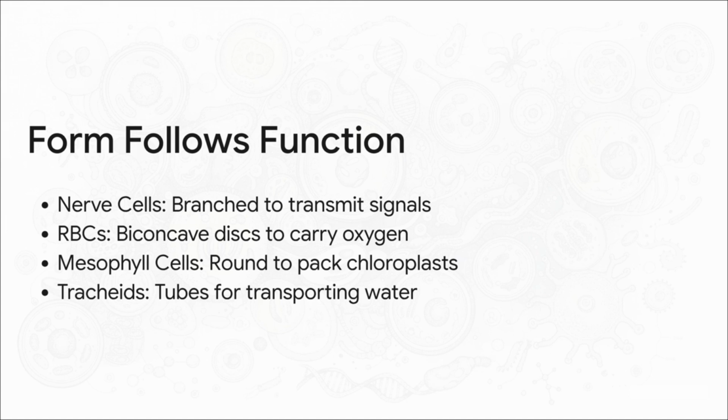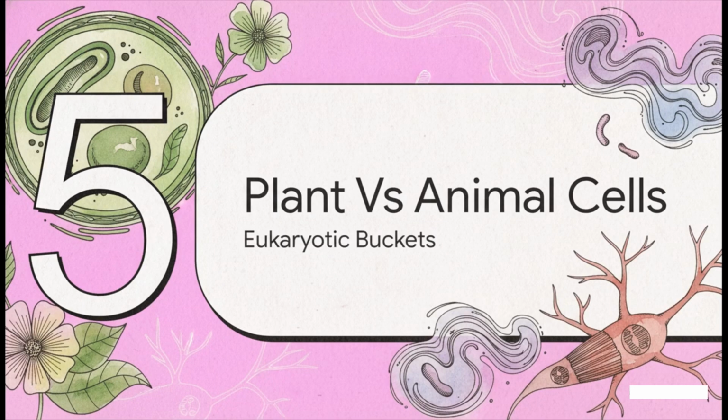A red blood cell is perfectly molded into a 7 micrometer biconcave disc. Kind of looks like a piece of dough squeezed in the middle, right? And that's so it can efficiently carry oxygen and effortlessly slip through your tiniest blood vessels. Plant mesophyll cells are round and oval to pack in food-producing chloroplasts, while tracheids are these elongated tubes specifically designed to act like plumbing, transporting water up a plant stem. Despite all this wild diversity, the cells of higher organisms basically fall into two major buckets.